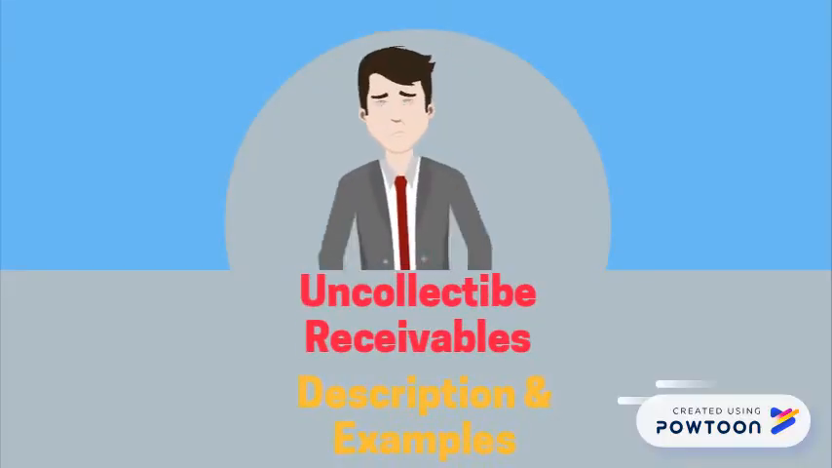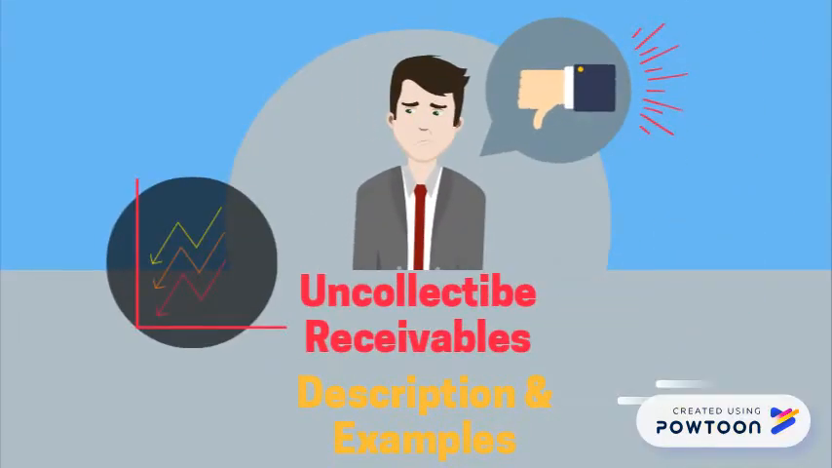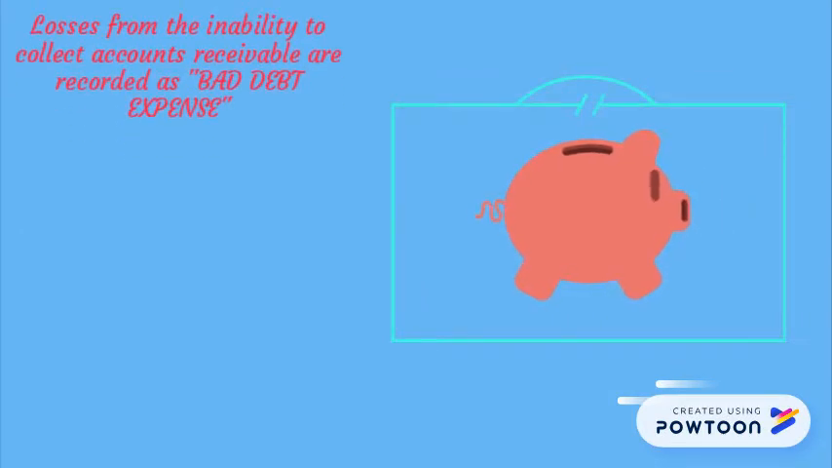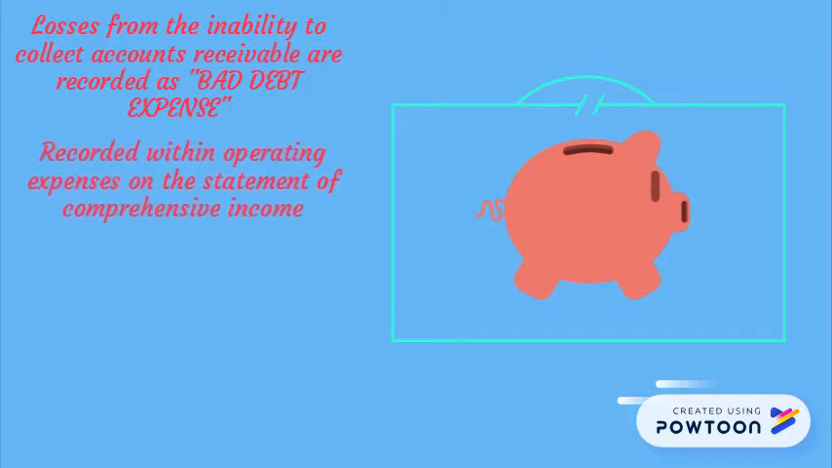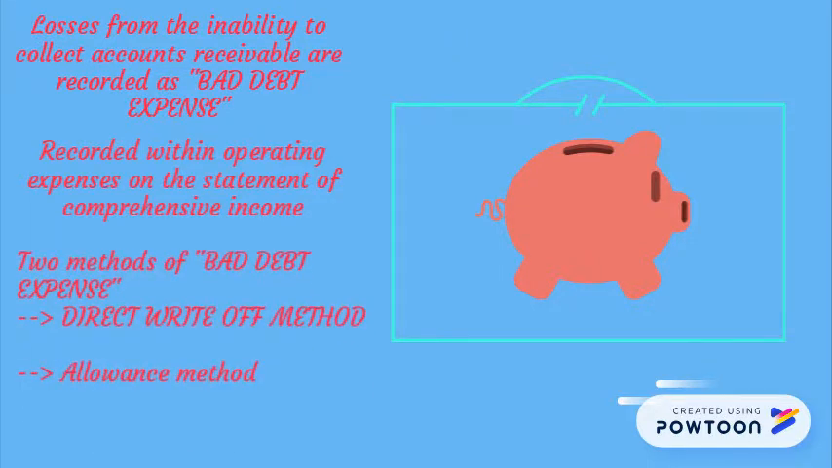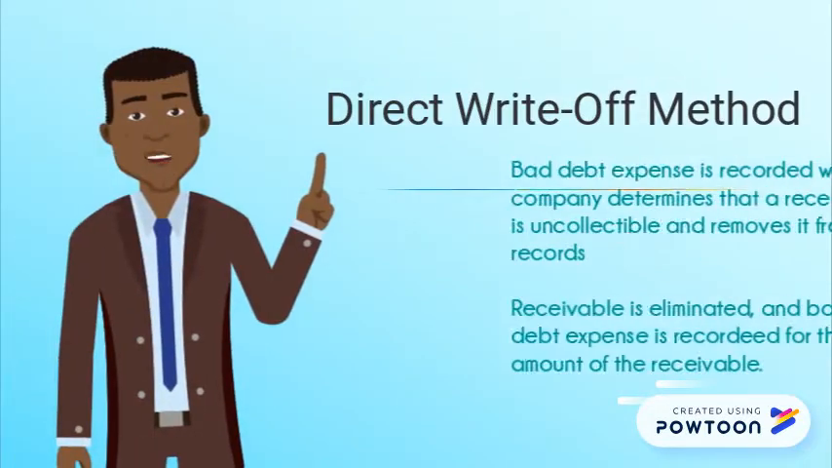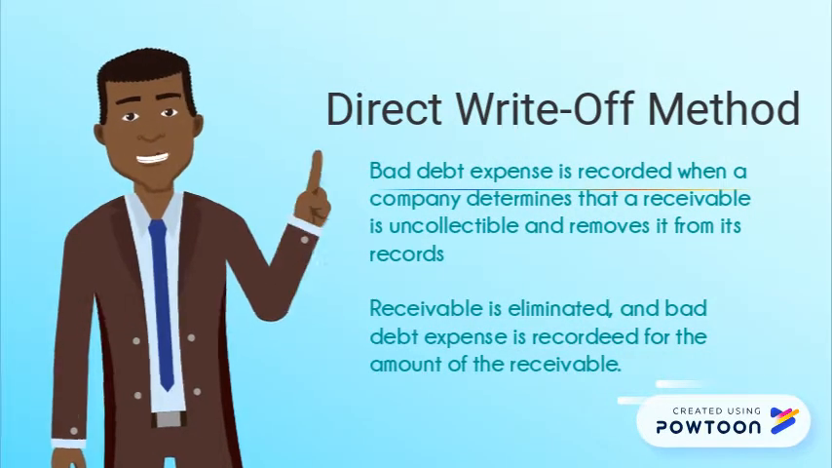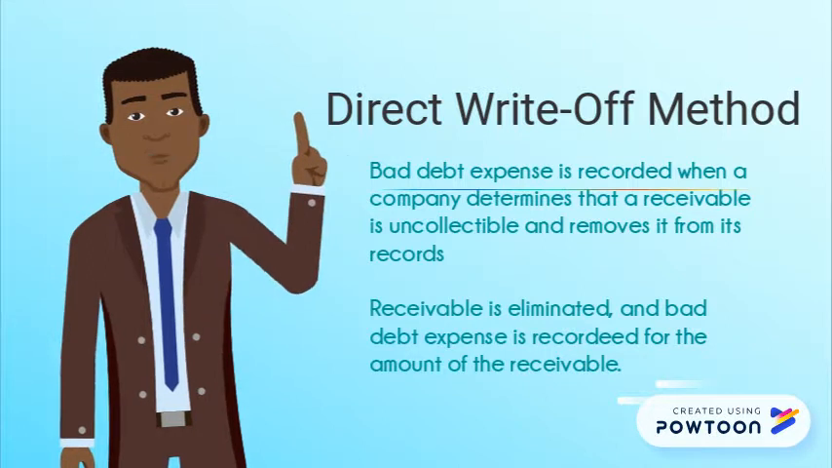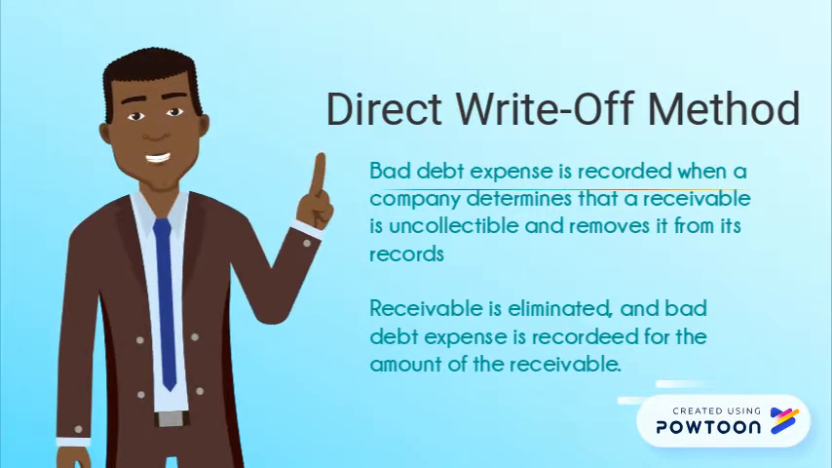Let's take a look at what uncollectible receivables actually are. Uncollectible receivables are the losses from the inability to collect accounts receivable and are recorded as a bad debt expense. Whilst recorded within operating expenses, the two methods of bad debt expense are the direct write-off method and the allowance method. The direct write-off method demonstrates bad debt expense recorded when a company determines that a receivable is uncollectible and removes it from its records.